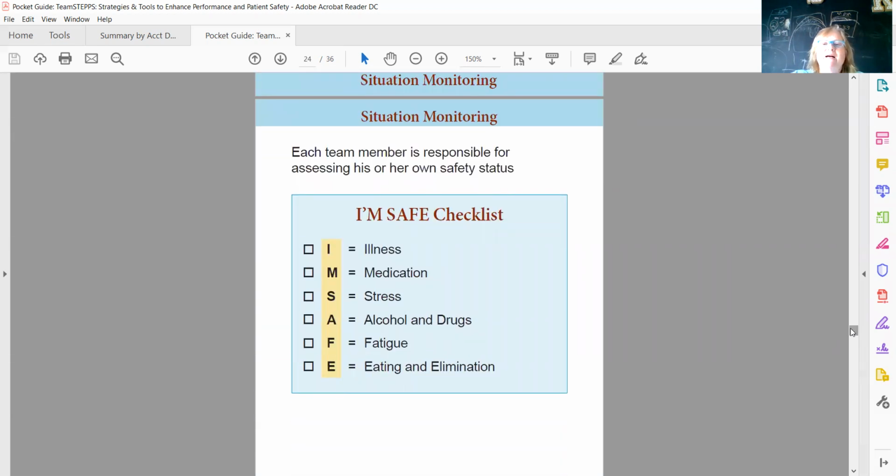And this is a really great self-assessment checklist for situation monitoring. It's the I'm safe list. And this really says, am I safe to be here? Am I safe to be here? So look at the things we're checking out. Illness. How many people have gone in sick?